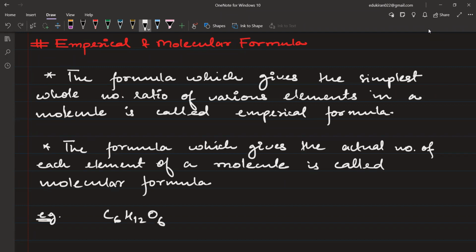Okay, so for example, you have just seen C6H12O6. This is the molecular formula because it is giving me the exact number. But if I want to write its empirical formula, I will divide all of these by 2. So I will get C3. I can divide all of these by 6 actually, right? So I will get C, H2 and O. So this is an empirical formula. It is not any molecule. CH2O is just an empirical formula.